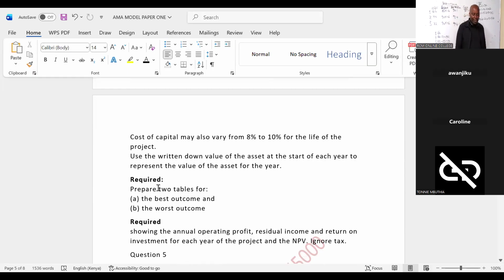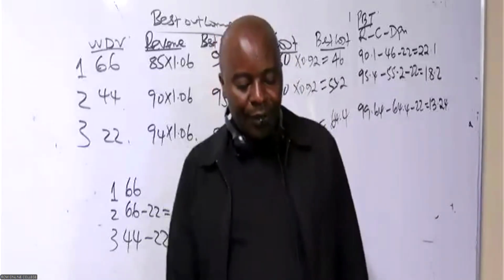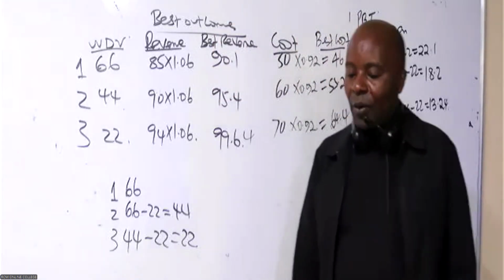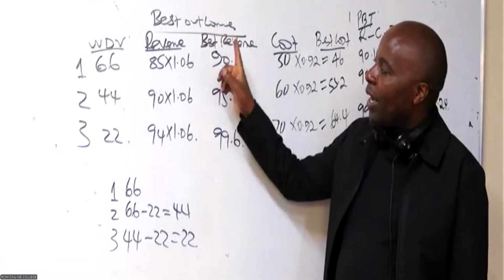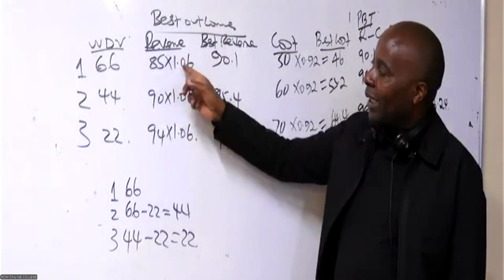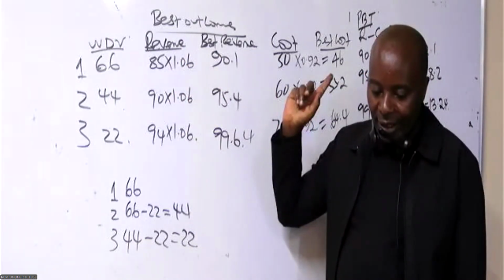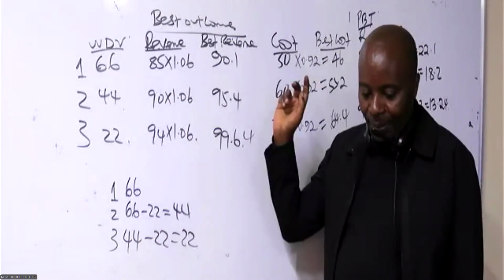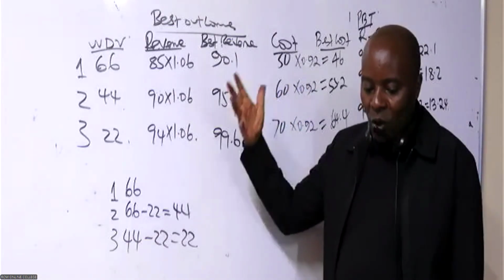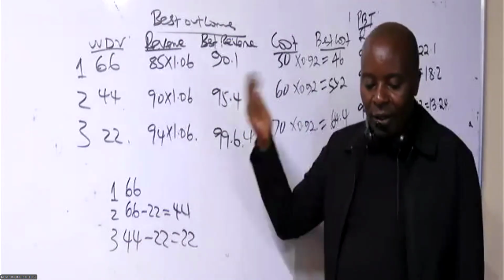So then you ninjas, are you able to give me the worst outcome table? Worst outcome table. Are they able or not? So here worst revenue will be the normal revenue but less 6%. Normal revenue less 6%. Worst cost will be a higher cost.